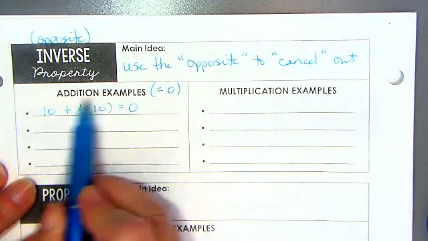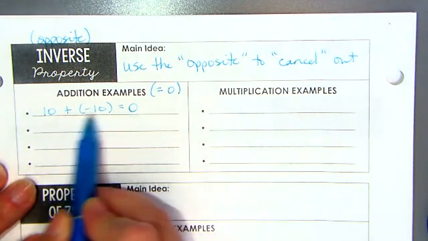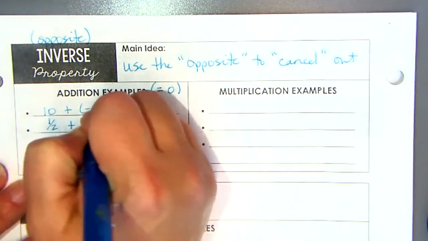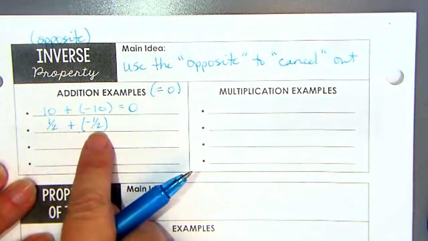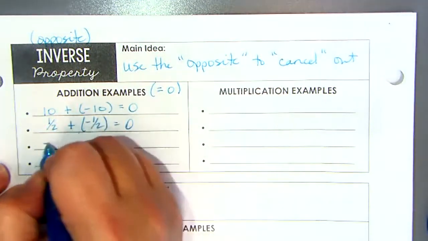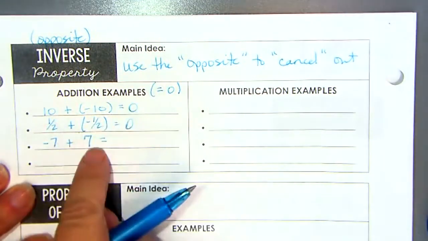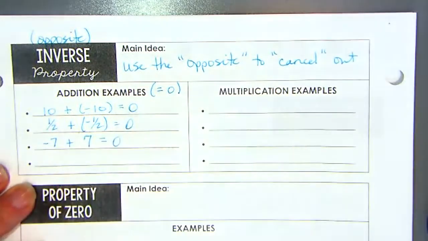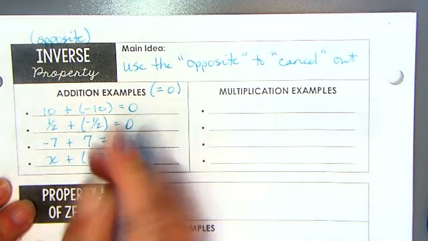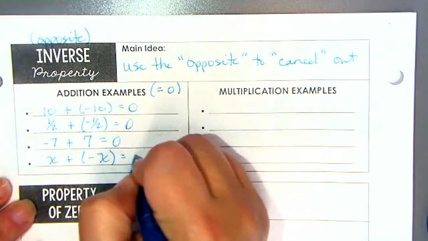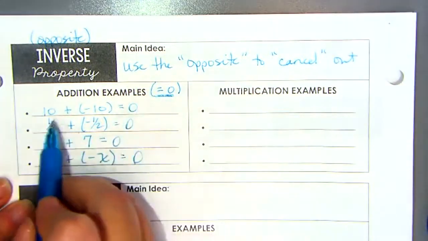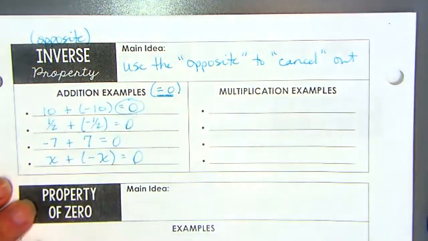Anytime that you have it equal to 0 and you have the opposites, that's the inverse property. So in other words, if I have 1/2 plus negative 1/2, positive and the negative added together cancel each other out and it equals 0. Negative 7 plus 7, so negative and a positive, add them together and you get right back to 0. x plus negative x, one's positive, one's negative, so they cancel each other out and it makes a 0 pair. It equals 0. So again, if they're opposites and it equals 0, it's the inverse property.